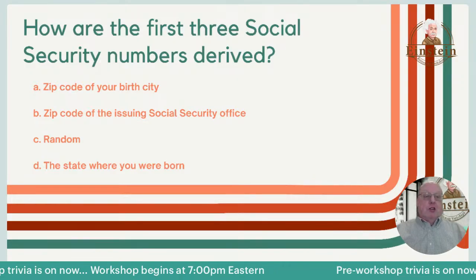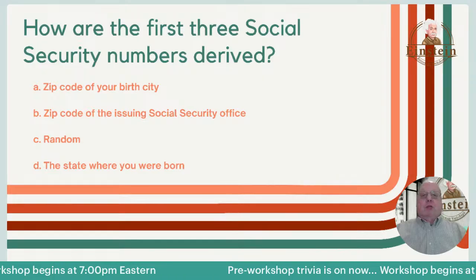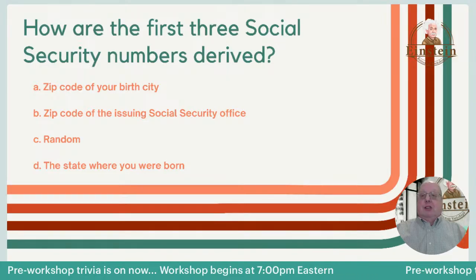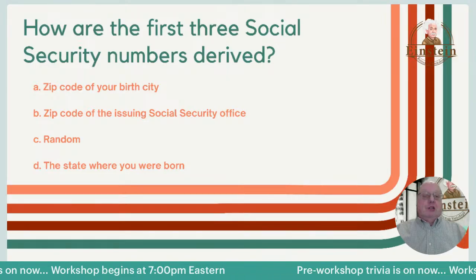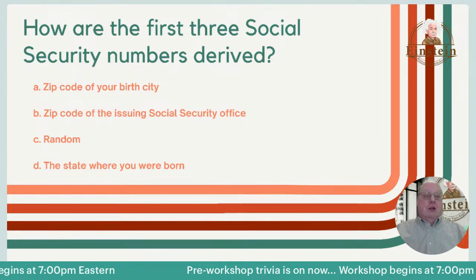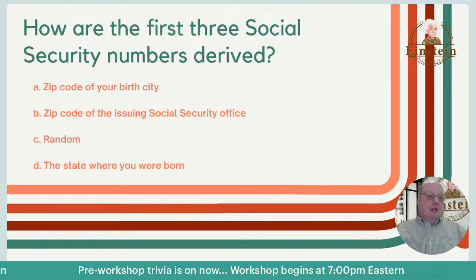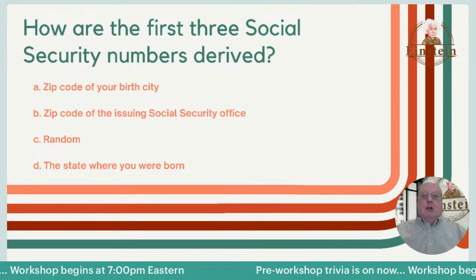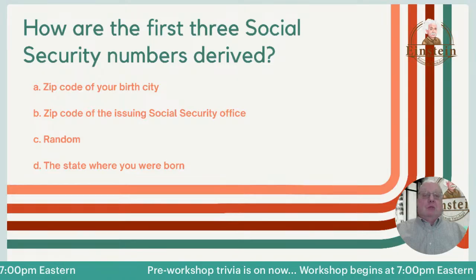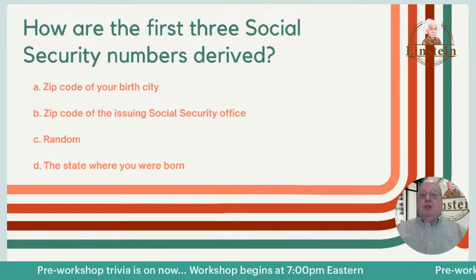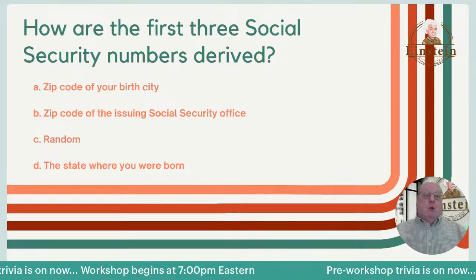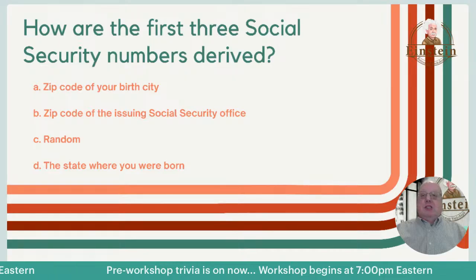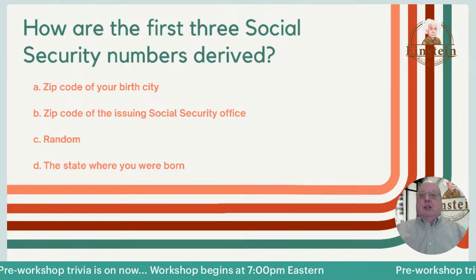Hi, Michelle from North Carolina. Great to have you on board. Thanks. There's a D, I see. Interesting. Anybody else? Let's get through these as quickly as we can so we can do a couple of these before the top of the hour. A, B, C, or D? Zip code of your birth city, zip code of the issuing Social Security office, random, or state that you were born in. I see D's seem to have it tonight. All right, let's take a peek.